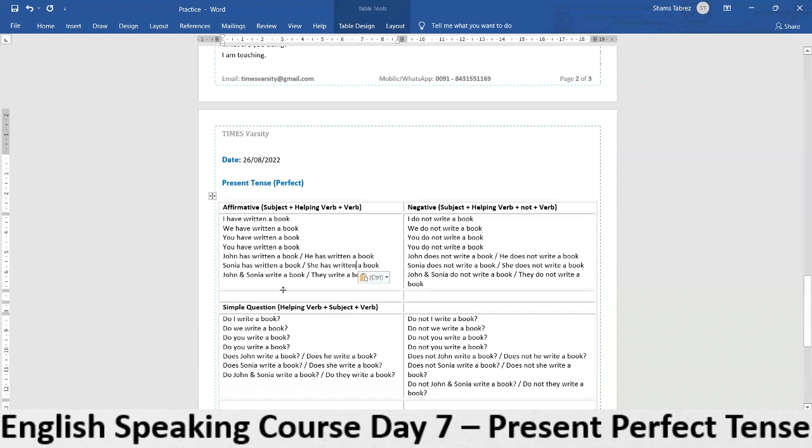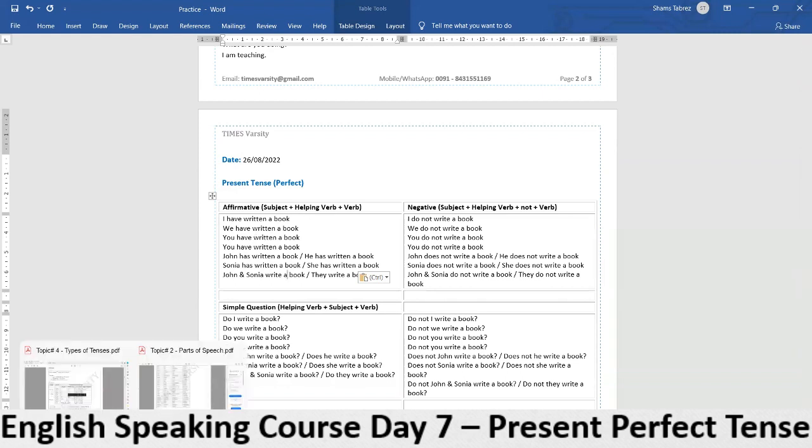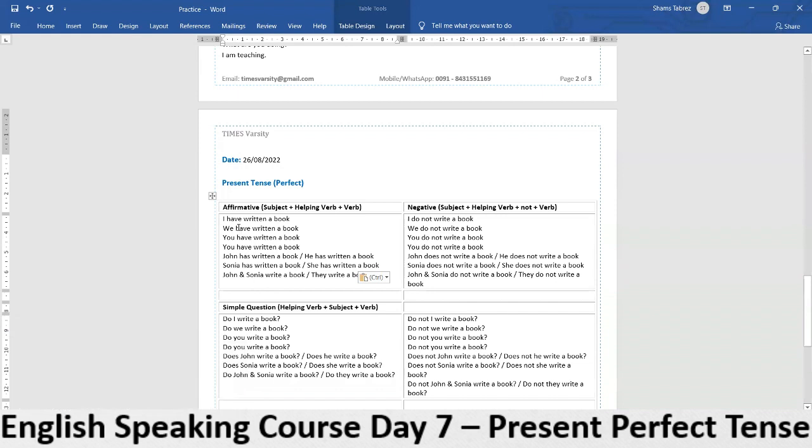What about John and Sonia? Plural is used. John and Sonia have written a book. Similarly, they have written a book. Okay, so this is affirmative.